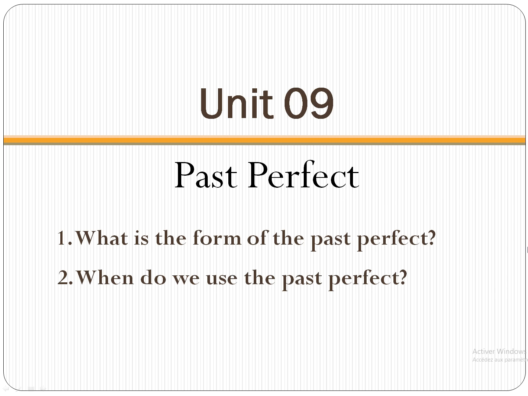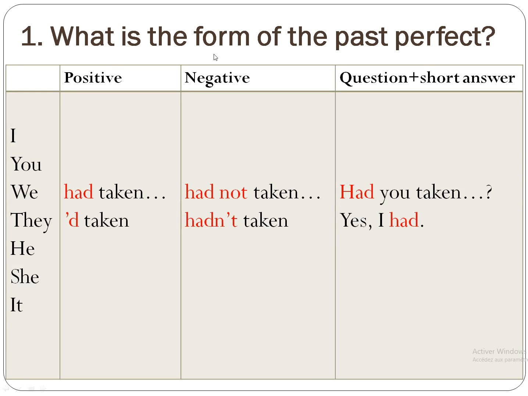So quickly, the form. Just like the present perfect, we must use the auxiliary have, but in the past. So the past of have is had, and then the past participle of the verb to take, for example, taken, had taken. And you see it is the same with all the other pronouns. So you had taken or you'd taken, he had taken or he'd taken. For the negative form, you just add not, had not taken or hadn't taken.